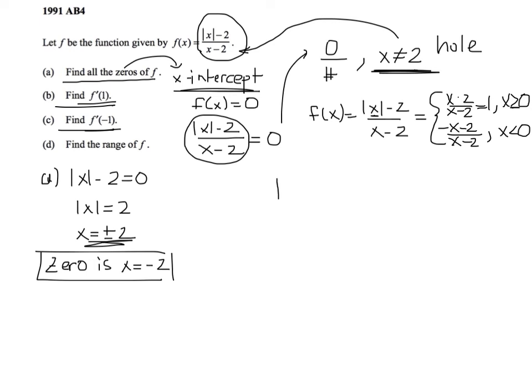When you take the derivative of a piecewise function, it's pretty easy. You just take the derivative of each part. So the derivative of the first part is just going to be the derivative of 1, because x minus 2 over x minus 2 canceled, which gave us the hole at 2, and it became 1. So when you take the derivative of it, it's going to be 0.